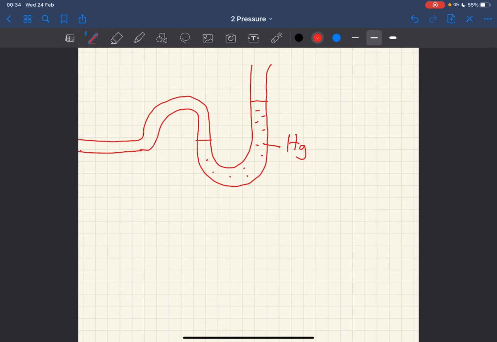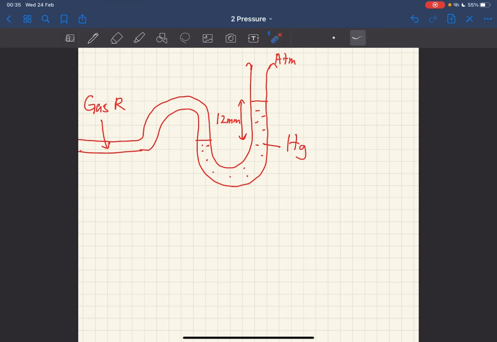This is mercury. This is the height, 12 mm. This is gas R. So based on this, can you tell me which gas is stronger, atmospheric pressure or the gas R? Gas R. Yes, gas R is stronger.